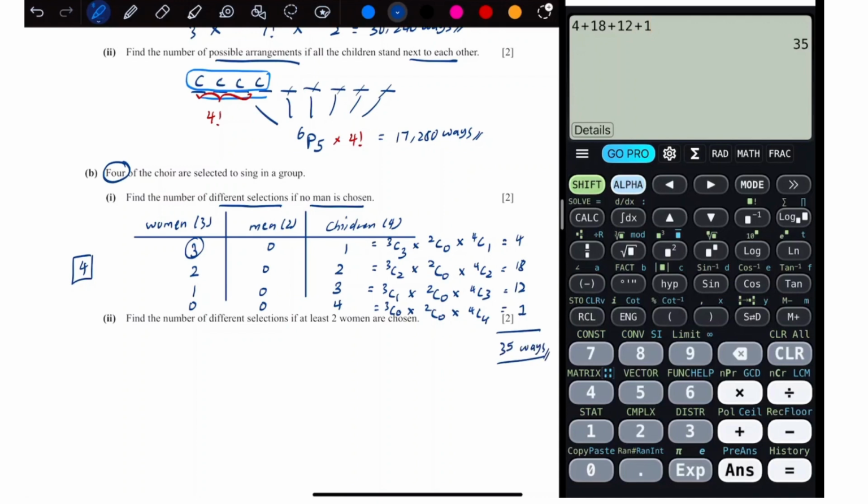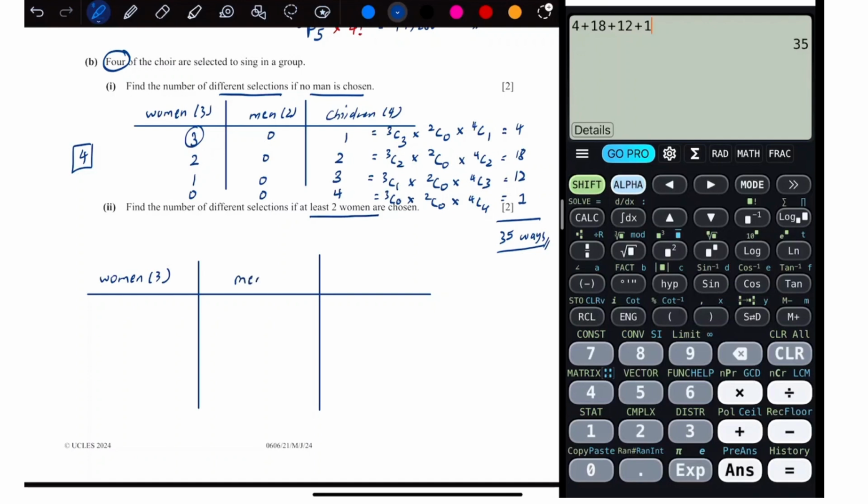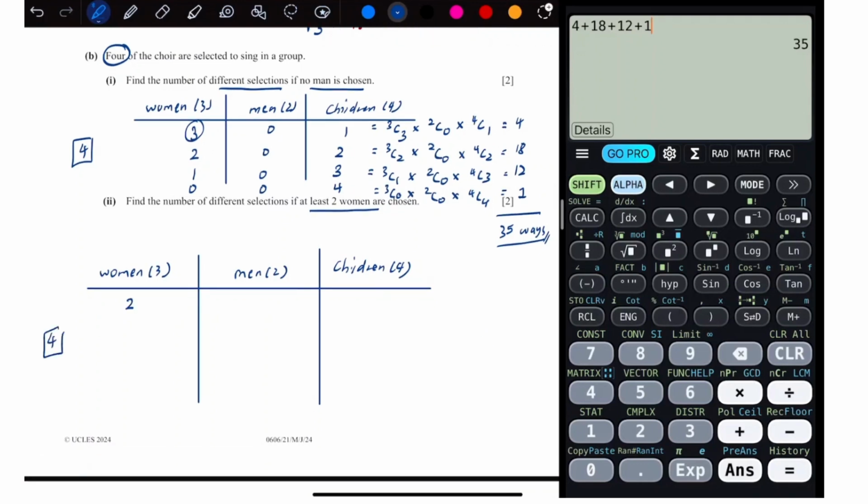Right? So again, do the same thing, but now we need to have at least 2 women. So draw the same table. At least 2 women, meaning the number of women has to be 2 or 3. But this time, men are allowed. So let's do it here. Still, we are choosing 4 people in total, so we have to choose at least 2 women.